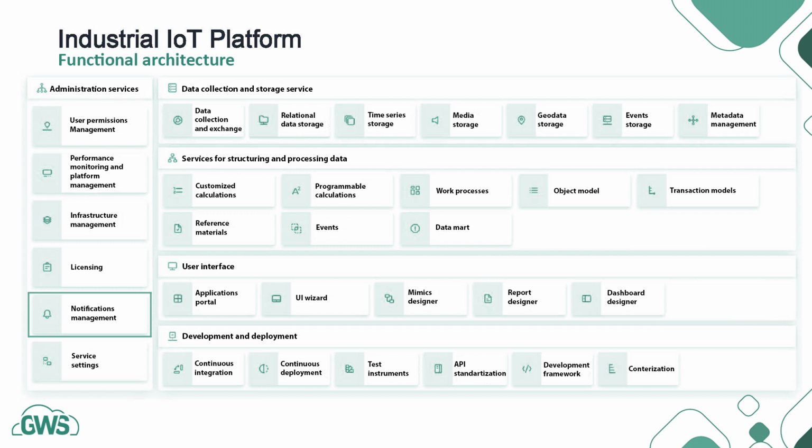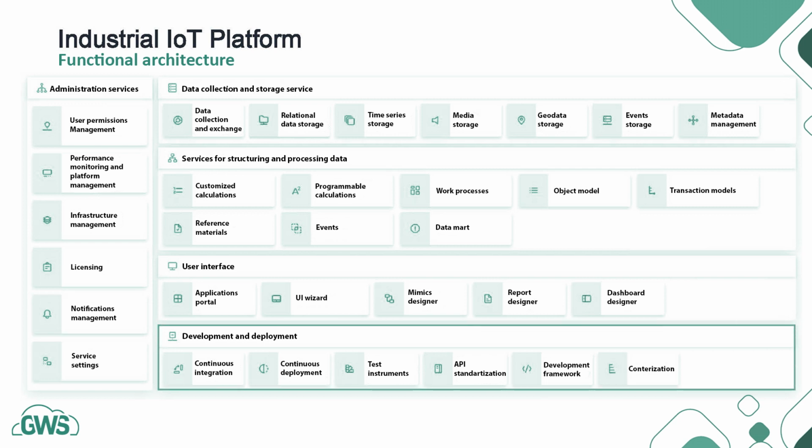Notification management. When changing, deleting, or creating events, the notification service sends email, SMS, and intraportal notifications to configured user groups or a specific user. The last functional group is development and deployment, whose functions primarily include various deployment automation tools.